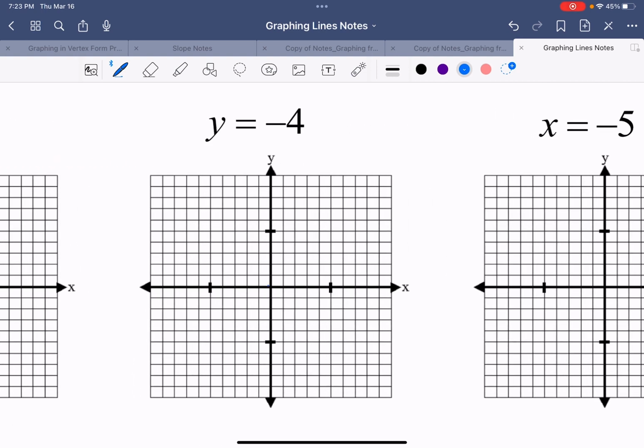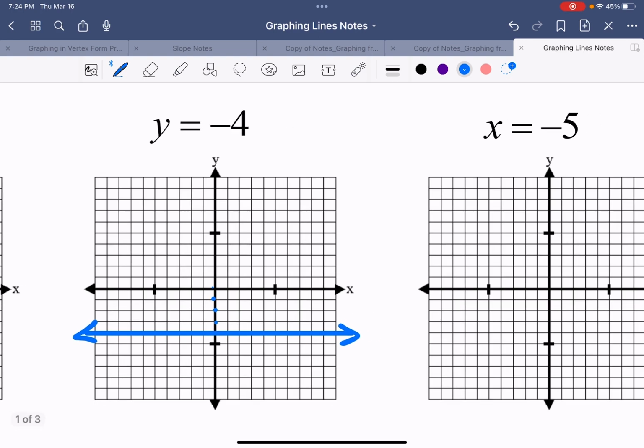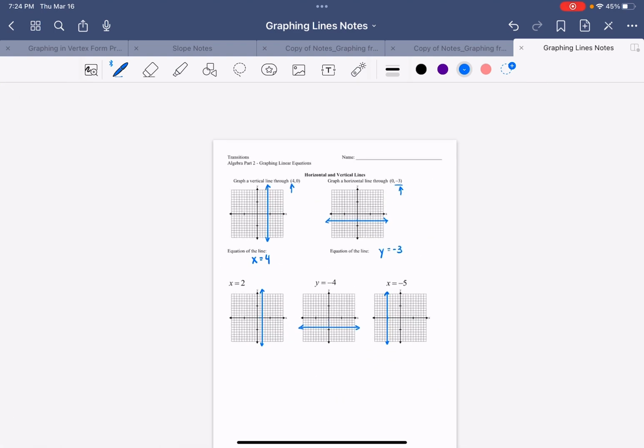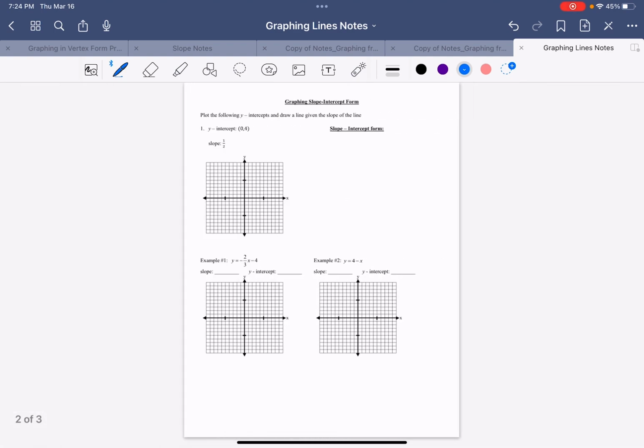All right, next one, y is -4. Let's look at, here's y, 1, 2, 3, 4, and it's gonna go in the horizontal direction, like that, okay? Let's try the last one. Where's x equals -5? I'll give you a second. If you said right here and you drew a line straight up and down, you would be correct. Nice job. All right, look at that. Page 1 is done. All right, go to the next page, please.